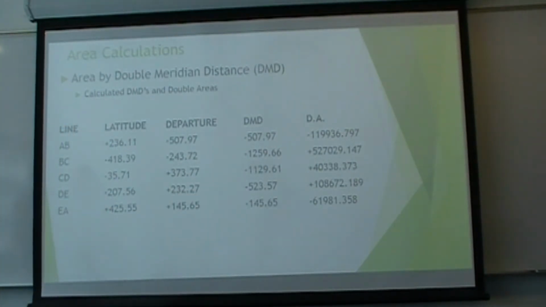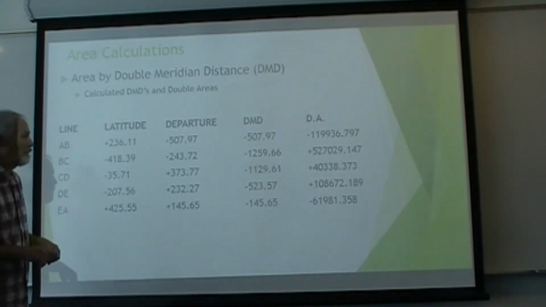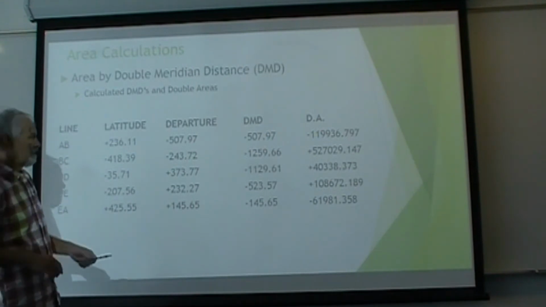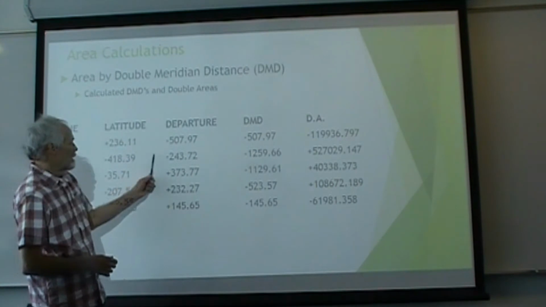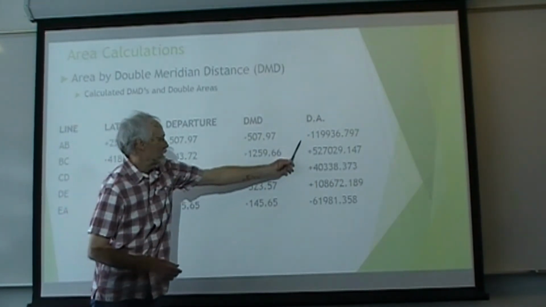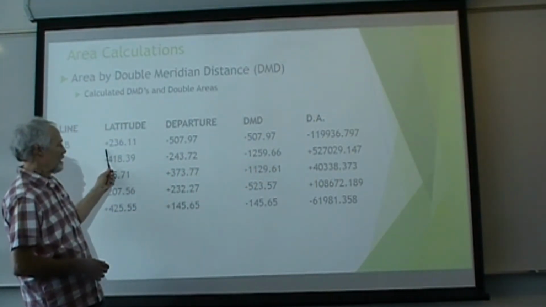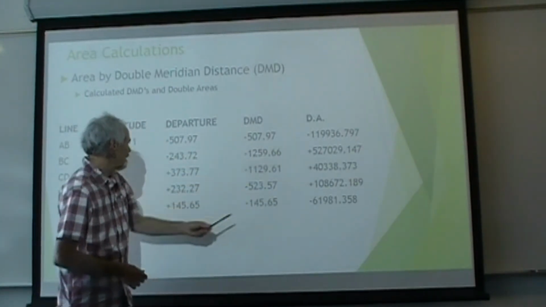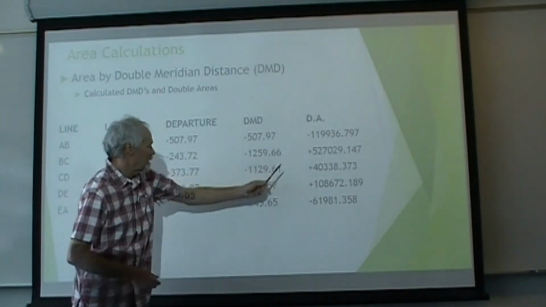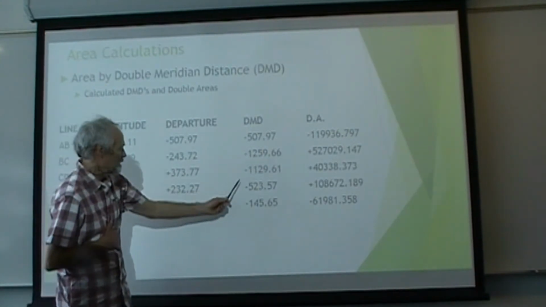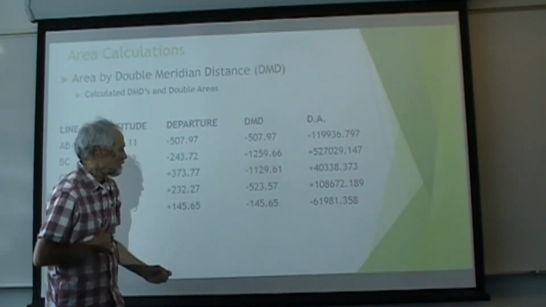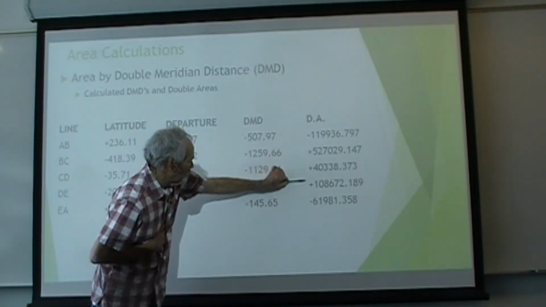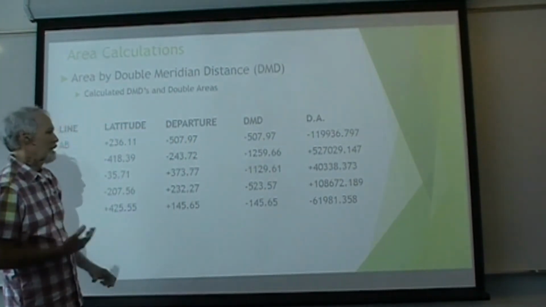Whether you have negative or positive DMDs doesn't matter, just so long as you're following the rules. Then to get the areas, which we call the double area, you simply take your latitude times your DMD. Again, you've got to follow your signs. Negative times positive gives me this. Negative times negative gives me positive. Your double areas can get rather large, which is the only downside to this, but you just follow the rules. When you're done, you sum this column, and that's your double area.